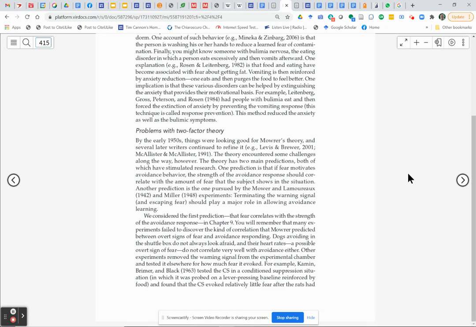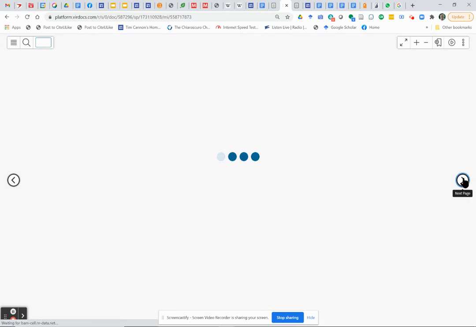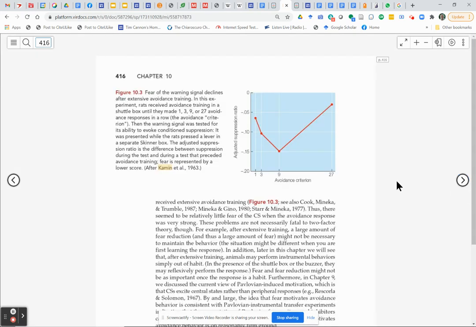So there are some problems with the two-factor theory, as the book points out. The correlation between fear and the strength of avoidance depends on how well trained you are, as we'll see. Kamin's name comes up here a lot, and conditioned suppression is back. Remember the 0.5 number. You always have to look at your y-axis when you look at these figures. And that's a beautiful little figure.